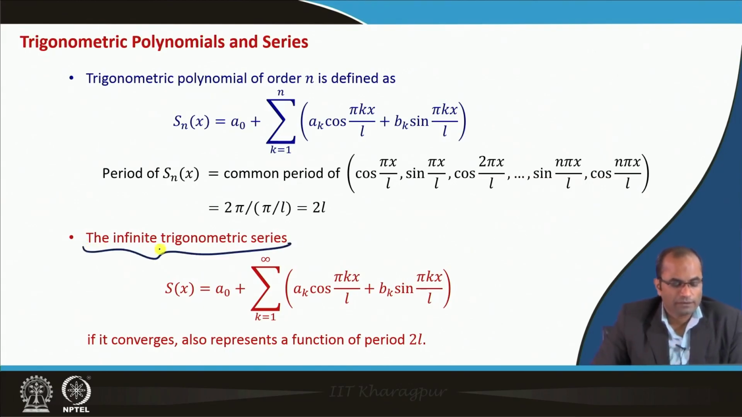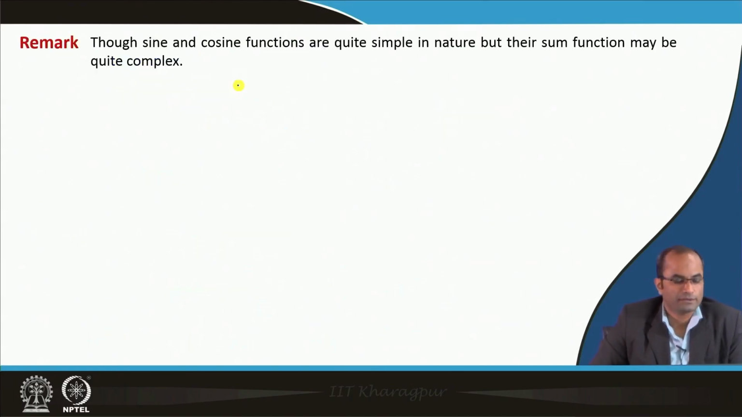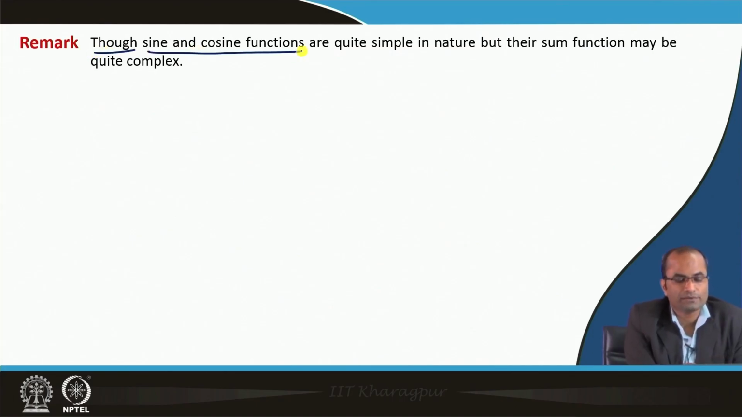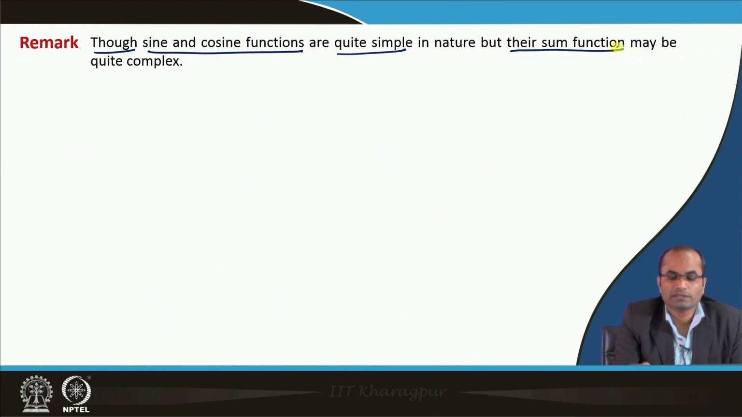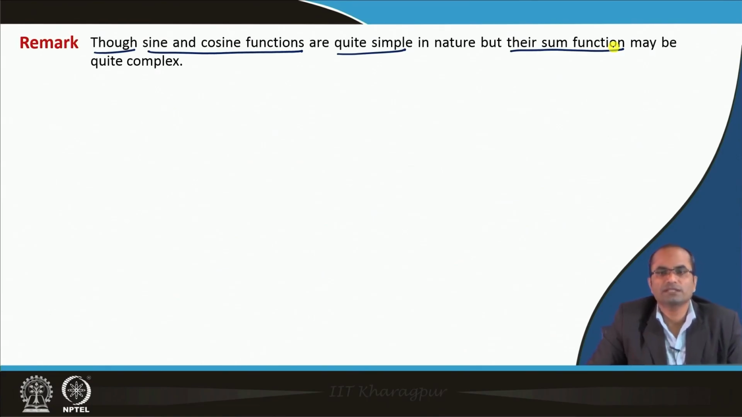So, here we have now introduced the trigonometric series, the infinite trigonometric series and the trigonometric polynomial in terms of the cosine and sine functions. Just a remark: though the sine and cosine functions are very simple and we know the graph of each of them, what is interesting is that their sum may be quite complex. I want to make this point clear because later on we will see that many complicated functions can be represented in terms of the sine and cosine functions.